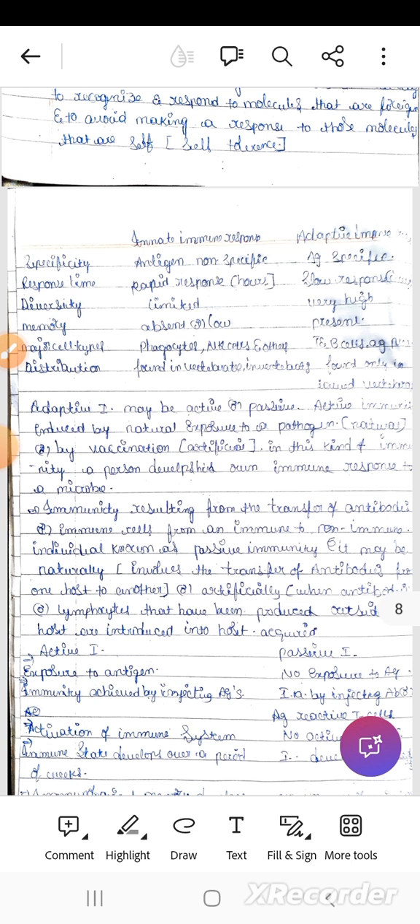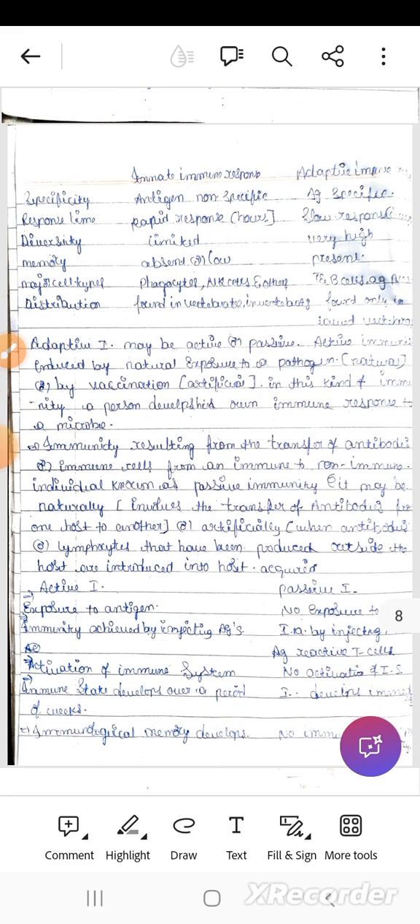Memory of the innate immune response is absent or low. Memory of the adaptive immune response is present. Major cell types in innate immune response: phagocytes, natural killer cells, and others. Major cell types in adaptive immune response: T and B cells, antigen presenting cells. Distribution in innate immune response: found in vertebrates and invertebrates. Distribution in adaptive immune response: found only in jawed vertebrates.